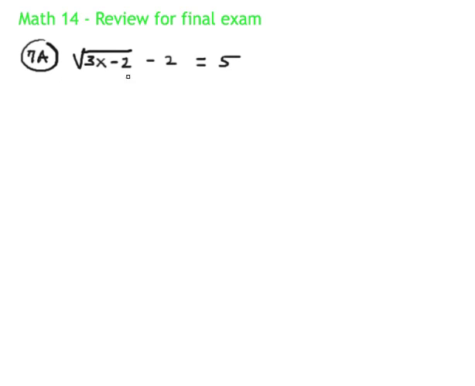In 7a, we have a radical equation. And the basic strategy for radical equations is isolate the radical and square both sides. So we're going to isolate this radical by adding 2 to both sides. So here we have 3x minus 2 is equal to 7. Now the radical is by itself on the left side of the equation, and we're ready to square both sides. So let's do that.